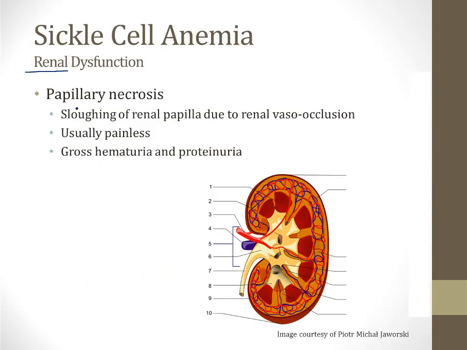Another renal complication that can occur is papillary necrosis. This is sloughing of the renal papillae due to renal vasoocclusion. Recall that the papillae are these portions of the kidney that I'm circling with my pen. They collect urine from the nephrons. When they slough off, this usually results in painless gross hematuria and proteinuria. Now, the renal papillae, I should note, are right next to the renal medulla, so papillary necrosis often goes hand in hand with urinary concentrating problems and the polyuria and nocturia we talked about before.